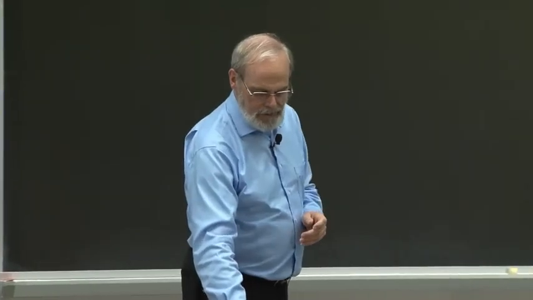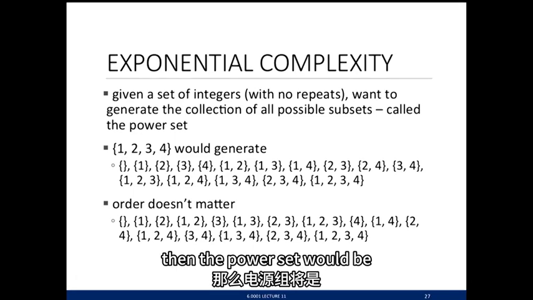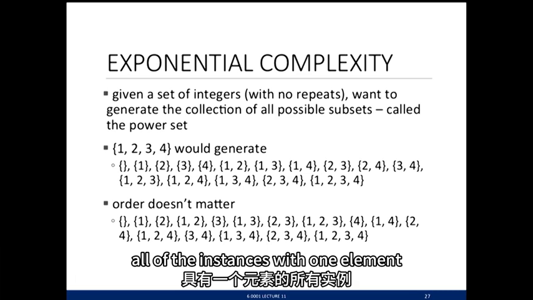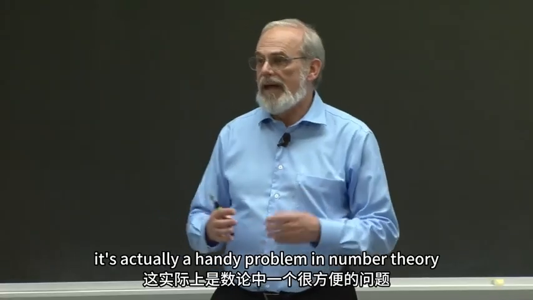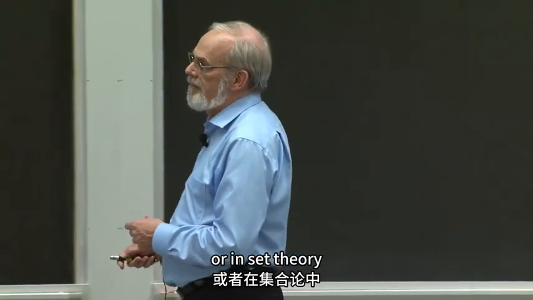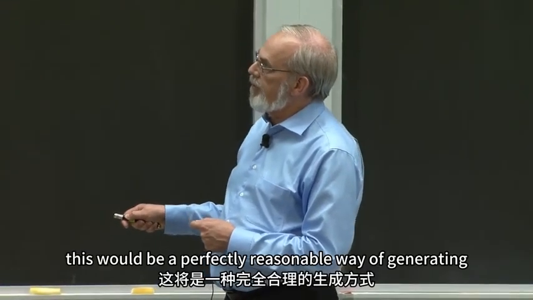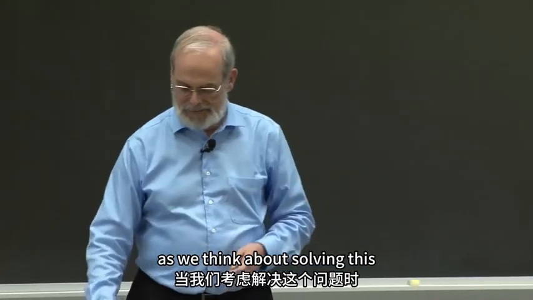So for example, if my set is 1 through 4, then the power set would be the empty set with no elements in it, all of the instances with 1 element, all of them with 2, all of them with 3, and all of them with 4. I'd like to write code to generate this. It's actually a handy problem in number theory or in set theory. By the way, the order doesn't matter. I could do it this way, but this would be a perfectly reasonable way of generating it as well, and I'm going to come back to that in a second as we think about solving this.